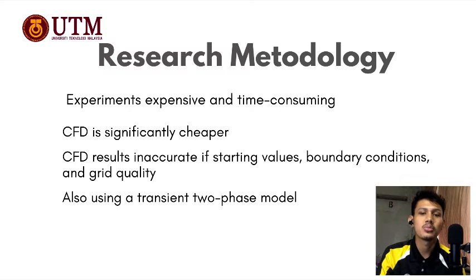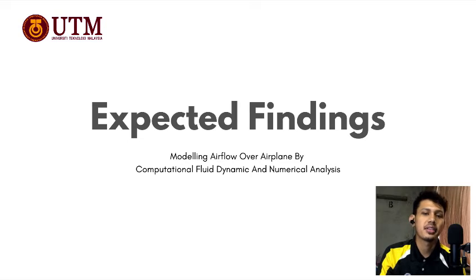Expensive, time-consuming experiments are the best approach to determine how air behaves in a room. CFD is significantly cheaper depending on the approach and the geometry employed, and can forecast the airflow structure better than the actual observation. Computational fluid dynamic results can be inaccurate if the starting values, boundary conditions, and the grid quality are ignored. And also, using a transient two-phase model of heat and mass transfer in a cool store was proposed. Expected findings.